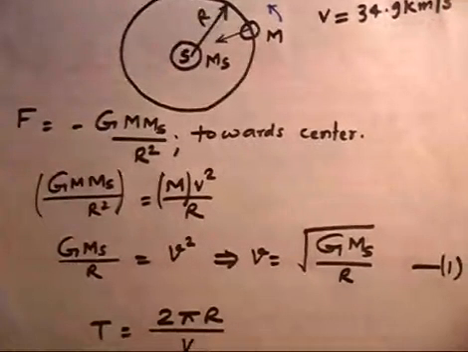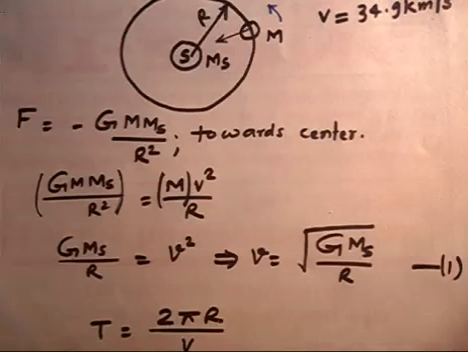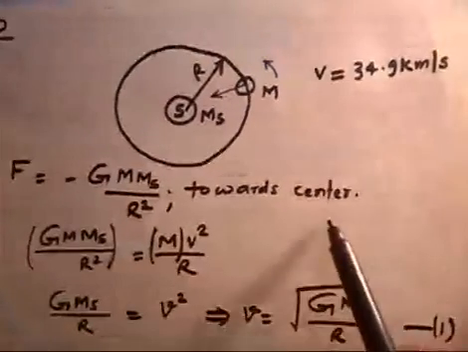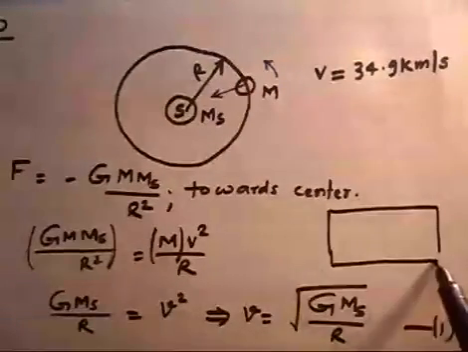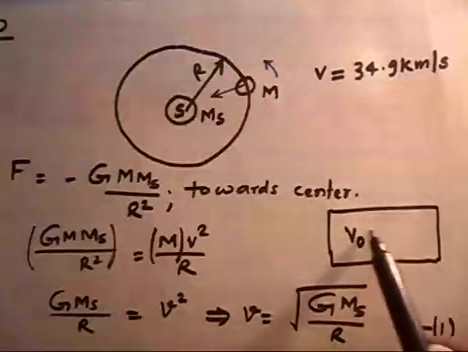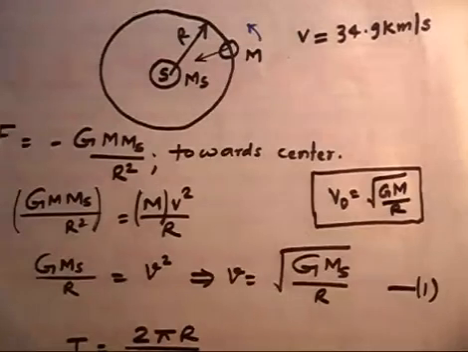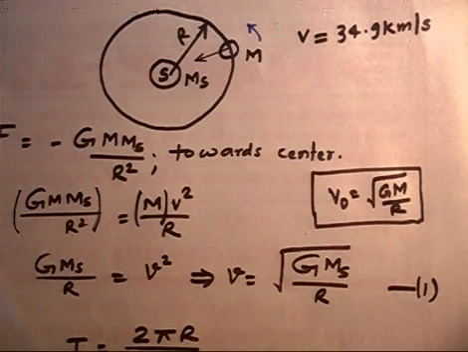Let us call this equation 1. Everybody knows that v is under root GM by r. Sometimes this is called orbital velocity. Some people directly remember this result. Orbital velocity is under root GM by r. So if a satellite is moving in a radius of r, orbital velocity is given by under root GM by r. So either you derive this result or you simply remember it.